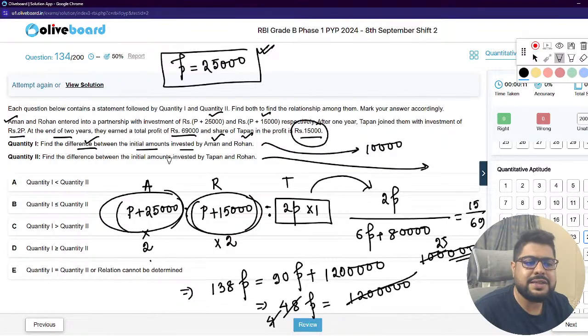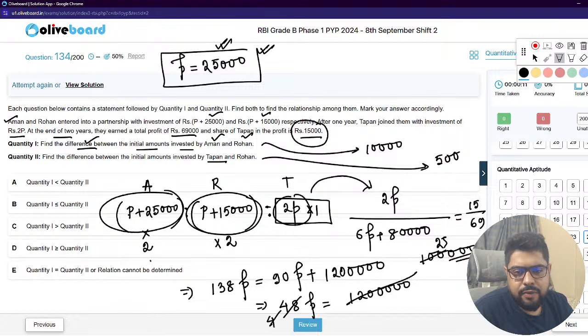What about this? In Tapan it is 2P, where P is 25, that is 50,000. 50,000 minus Rohan. Rohan is this, P is 25, so this is 40,000. So that is 10,000 also. So both are equal, sir.